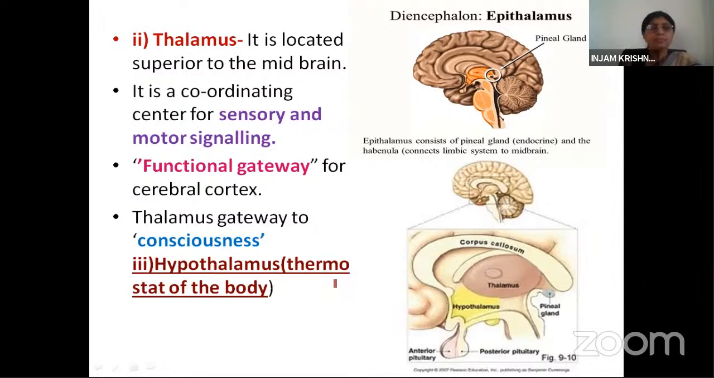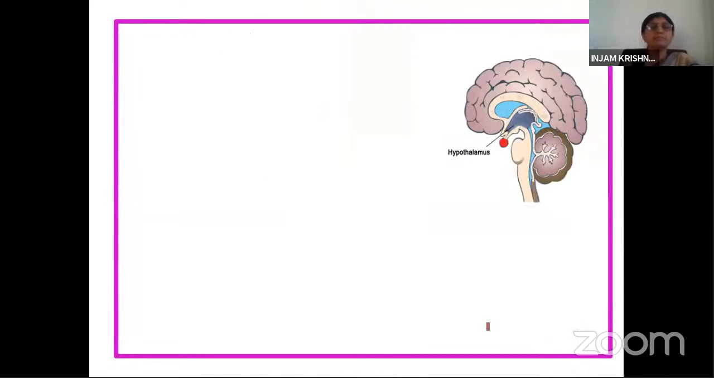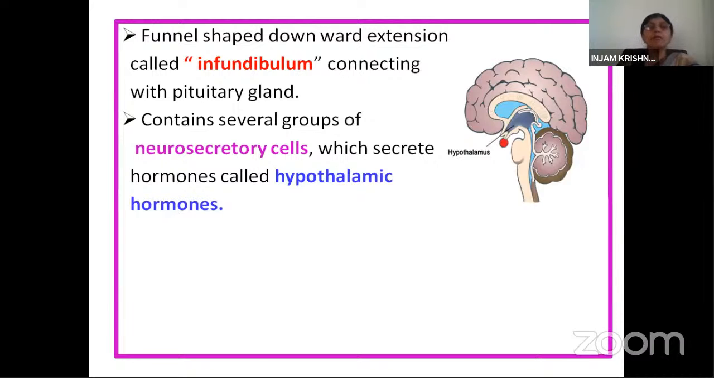Next, the third one is the hypothalamus. We can call it the thermostat of the body. Thermo is related to temperature. So it maintains the temperature. And then here see the hypothalamus. This is the hypothalamus, and the lower part, the funnel-shaped structure, is the infundibulum. It is attached to the pituitary gland. It lies at the base of the thalamus, and the funnel-shaped downward extension is called the infundibulum. This is the infundibulum connecting with the pituitary gland. This is the pituitary gland.